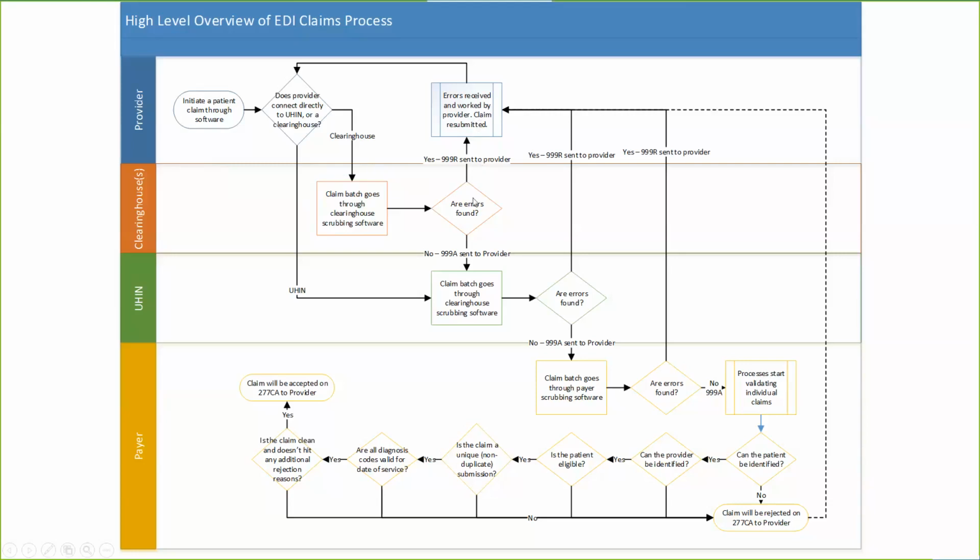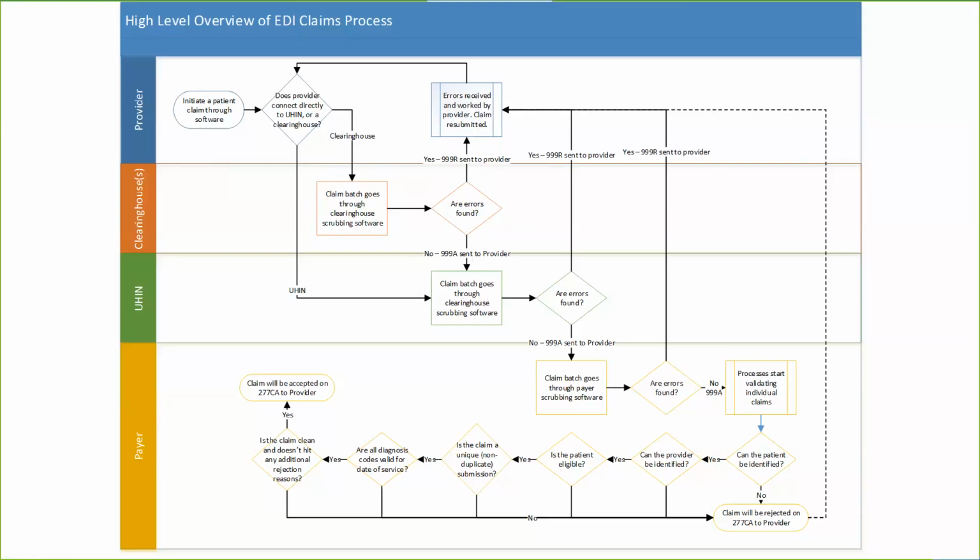If it doesn't hit any errors, then it will go to UHIN. Or if there's additional clearinghouses along the way, sometimes they hop to multiple clearinghouses, you'll get a 999 across here each way, and then it would end up in UHIN. So it's going to go through UHIN software and look for errors. And one thing I wanted to point out here is that UHIN may be editing at a higher level than your clearinghouse because the payer has asked them to.